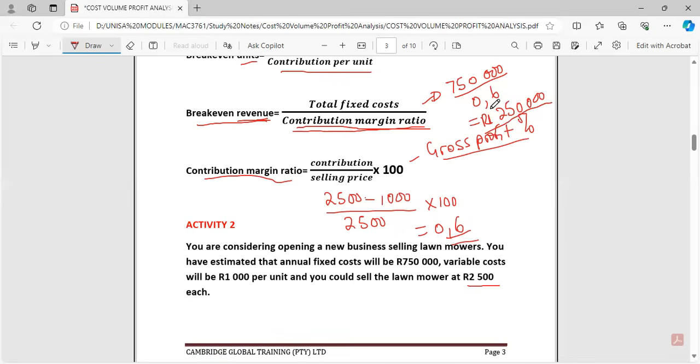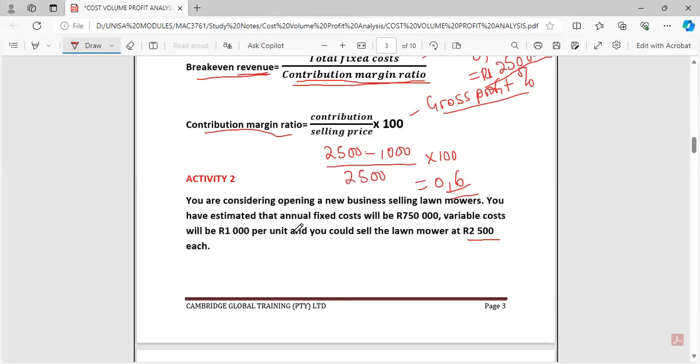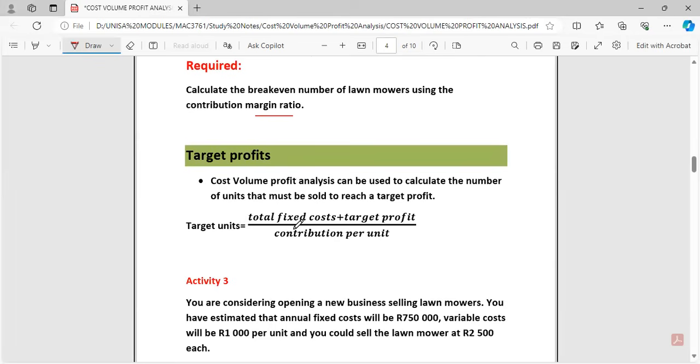But another way is to multiply. If you use the break-even units, you can still convert those units to value by multiplying them by the selling price. You still have to get the same figure here. So that's another way. Here we're just doing a revision of your 2601.